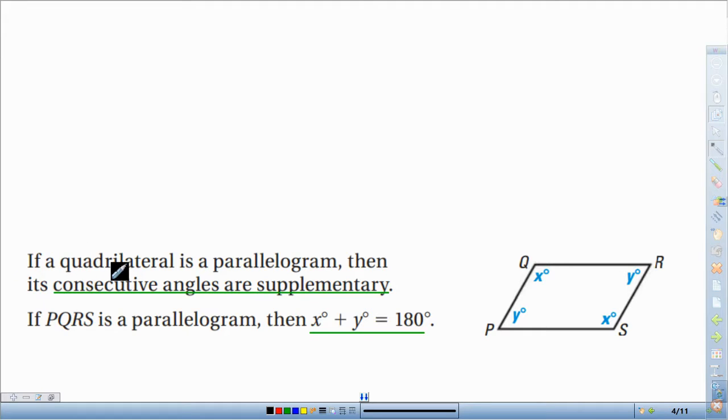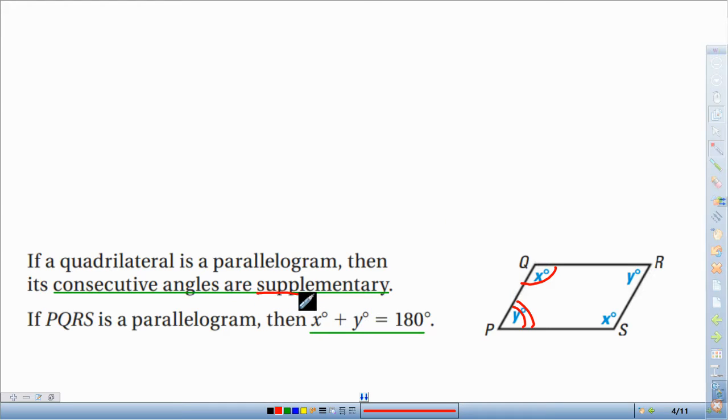Okay, so this is saying if a quadrilateral is a parallelogram, then its consecutive angles are supplementary. Okay, so a couple things. Let me remind you, the word consecutive. You guys remember consecutive means things that are side by side, or you can think of it as touching one another. All right, and we're talking about angles here. So consecutive angles, here's an example. This angle here and this angle here would be considered consecutive angles. They're side by side. They're not opposite one another. They're next to one another. They're consecutive.